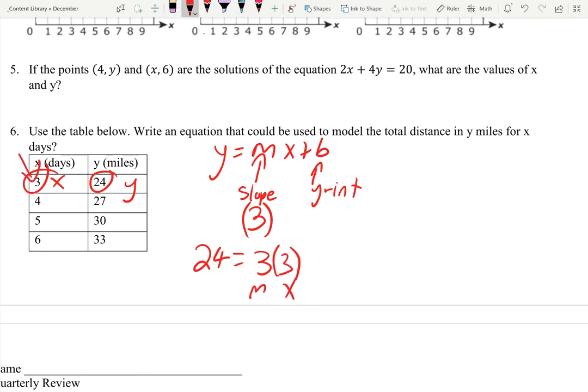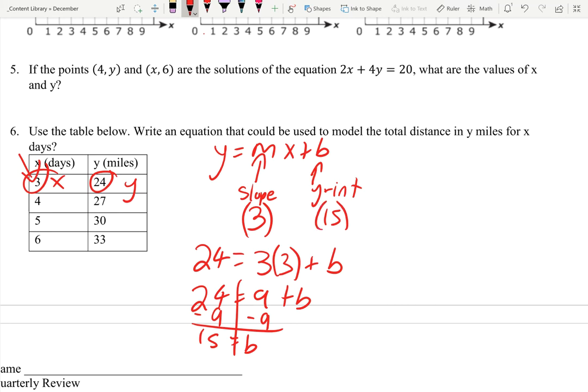This was the m, this was the x. I know they're both 3, but anyway, right? And we can solve for b. So ultimately, I end up with 24 equal to 9 plus b. I can subtract 9, and I end up with 15 is equal to b. So now I know the equation, right? The y-intercept would be 15. Well, I already know that the m value of the slope was 3, so my equation would be y equals 3x plus 15.